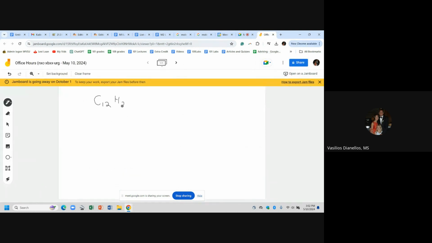H22, and then O11. So this one will only be harder in that there's just more to draw. This is a large molecule. So here we go. I'm going to do my 12 carbons because, again, I'm going to start with carbon.